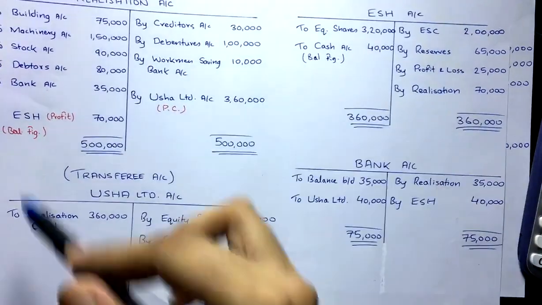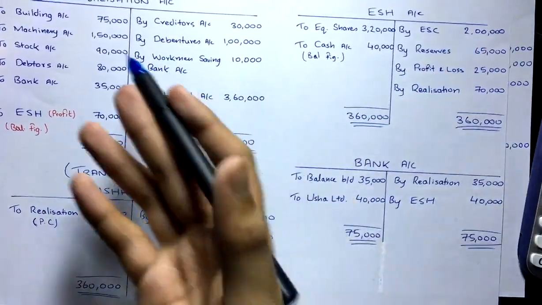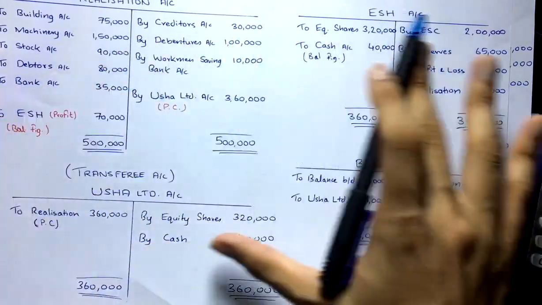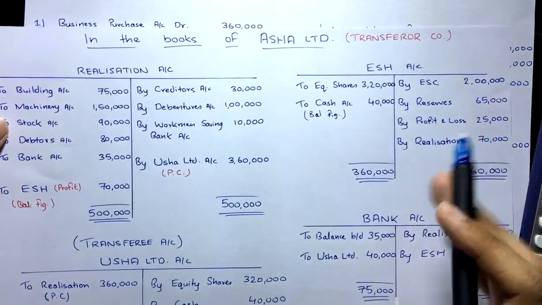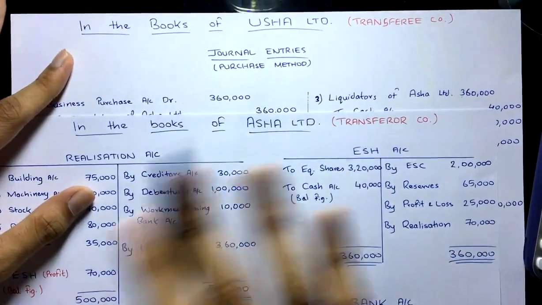Okay, don't see these accounts. Okay, this is different, entirely different. Here we are taking book values and all, so this is entirely different, this treatment. Don't try to link the books of Usha and Asha. Okay, they are very different.